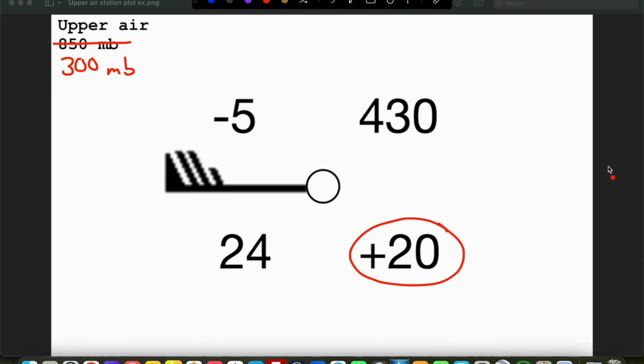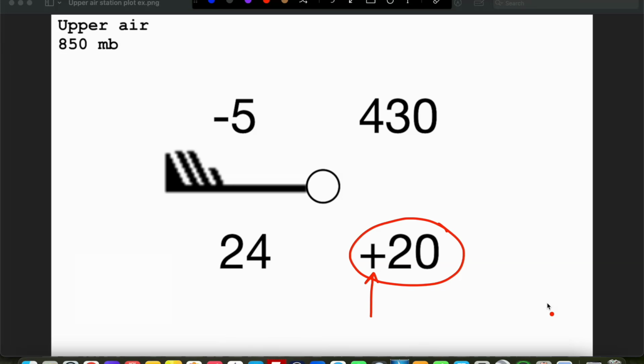Let's say instead of 850 millibars, this was at 300 millibars. Then this would be in decameters. Again, 1 decameter equals 10 meters. So this would mean that our geopotential height has risen 20 decameters in 12 hours, which is equivalent to 200 meters. And of course, if you had a negative sign here, that would mean the geopotential height has fallen in the past 12 hours.